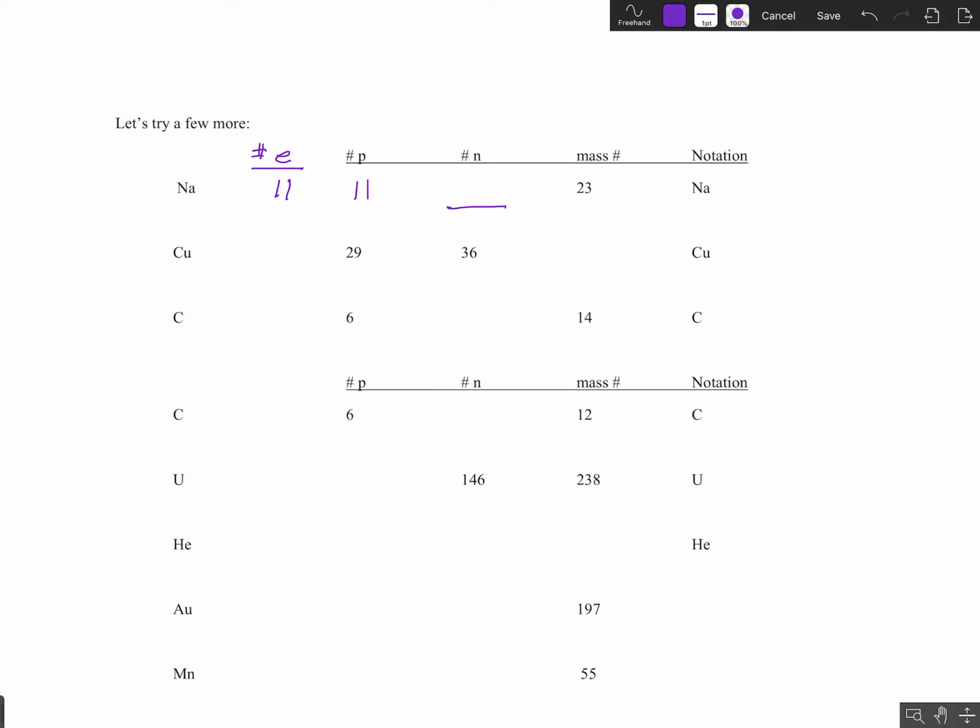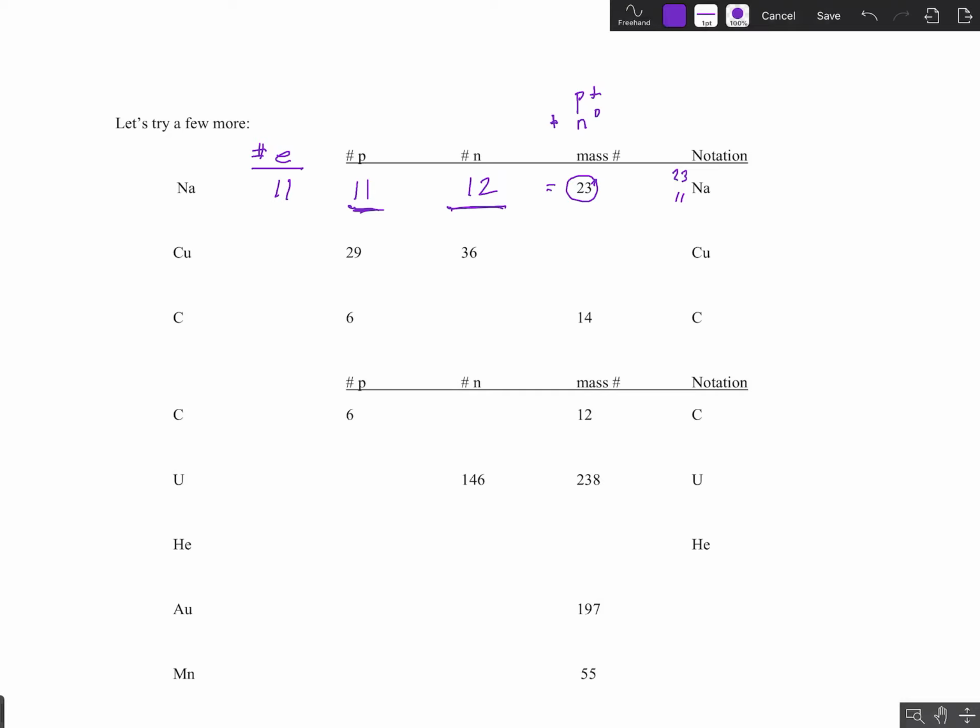Now, how would I determine the number of neutrons for sodium if I knew the mass number was 23? Well, remember, the mass number is the protons plus the neutrons. So protons plus neutrons equal 23. Well, if I have 11 protons, how many neutrons would I have to equal 23? You would be correct in saying 12. So what would the notation be for this isotope of sodium? Well, remember, the lower left-hand corner has the number of protons, which is 11. The upper left-hand corner has the mass number, which is 23.